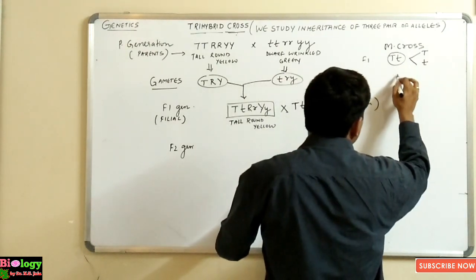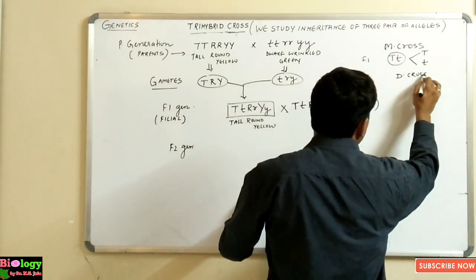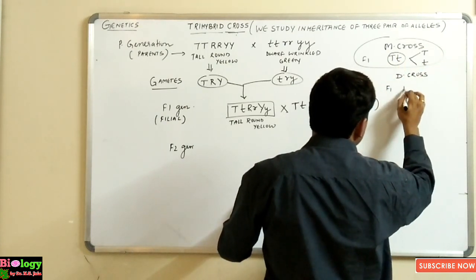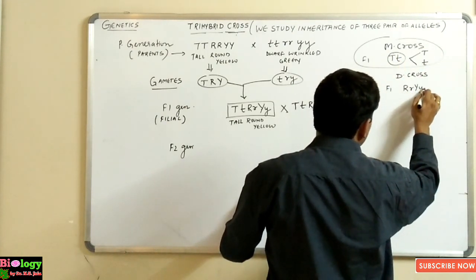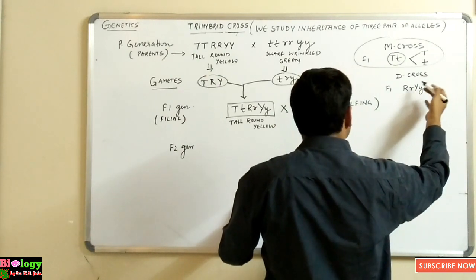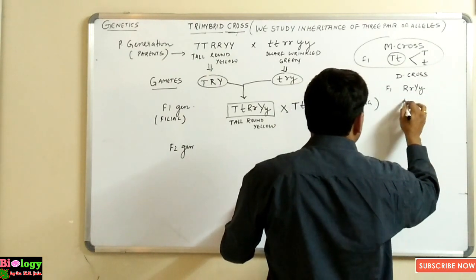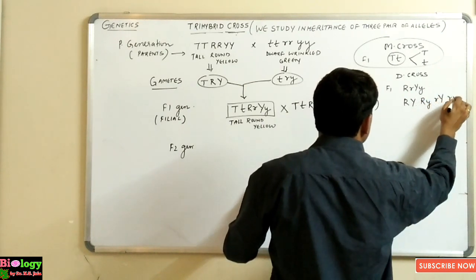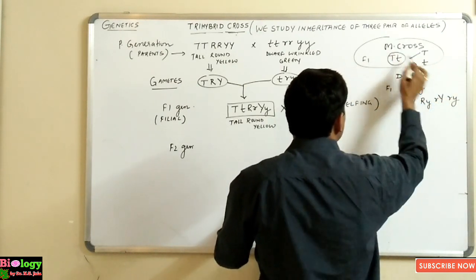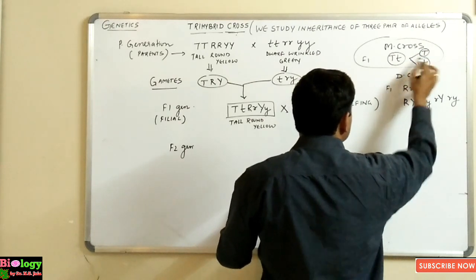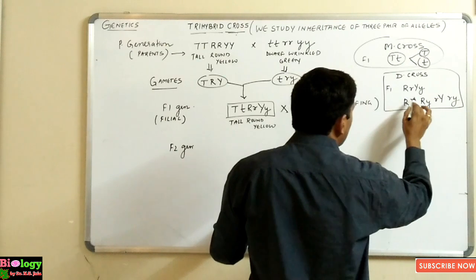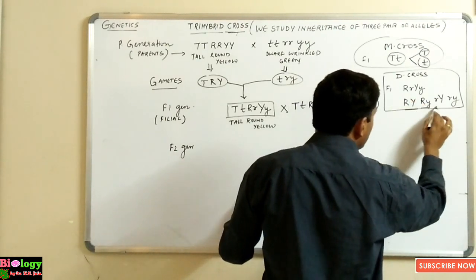In the case of the dihybrid cross, in F1 generation we had the genotype capital R, small r, capital Y, small y, and the gamete formation from this genotype was also easy. Capital R capital Y, capital R small y, small r capital Y, small r small y. So in the monohybrid cross you have seen that 2 gametes were formed. In the dihybrid cross, 4 gametes were formed.